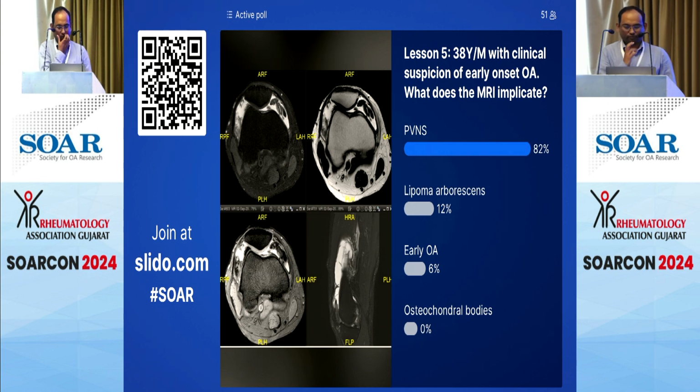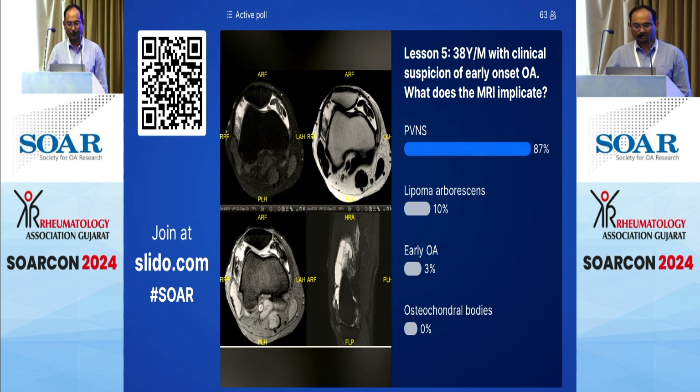So people have learned from the previous case. This is what we are seeing, the dark signal within the synovial cavity. This is all looking black in this sequence. Either it should be blood or calcification. If we see it is looking black in all the sequences, this is a T2 sequence.